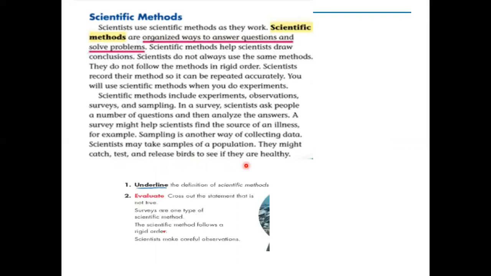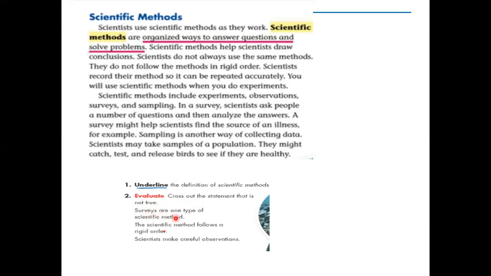Now, in question number 1, all of you underline the definition of scientific method. Again, what is the meaning of scientific method? Who can tell me? Scientific methods are organized ways to answer questions and solve problems. Now, in question number 2, evaluate. Cross out the statement that is not true.